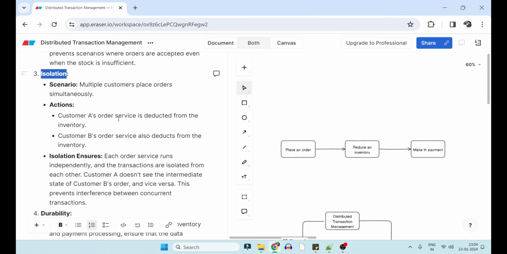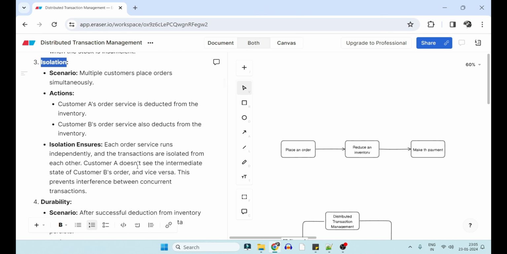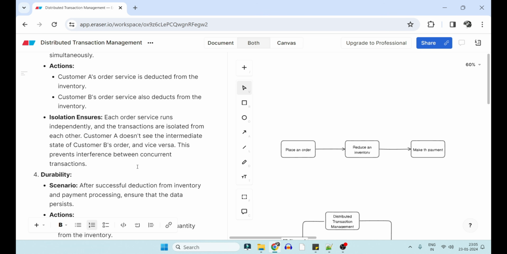The next is isolation. When you have multiple consumers placing an order simultaneously, suppose customer A is placing an order through the order service, and customer B is also placing an order through the order service. Isolation makes sure that A does not see the intermediate state of B and B does not see what A is doing in the system. So there should be no interference for concurrent transactions. A should not be able to see what B has done, B should not see what A has done, but at the end both tasks should be done. So isolation means nobody interferes in anybody's task.